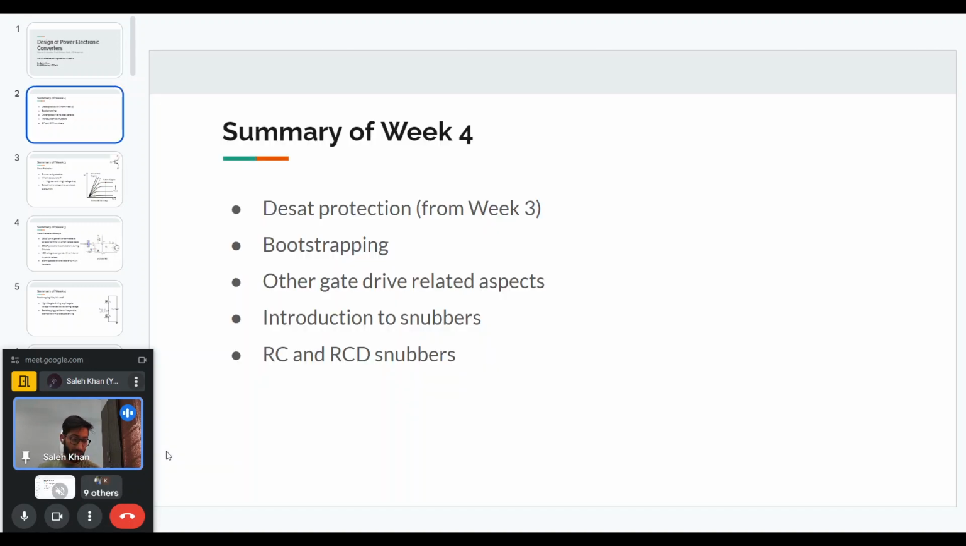So we'll again begin with a summary of what was taught in the fourth week, and then we'll do some problems regarding the content of this week. And just to pick up from one topic that was left in the last week, DSAT protection, which I could not cover, so I'll start with that. And then we'll talk about bootstrapping and some other gate-driver related issues. And finally, the main topic for this week was Snubbers, introduction to Snubbers, and RC and RCD Snubbers.